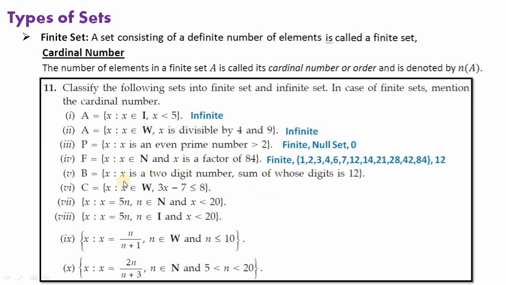Now, next is B is a set with element x, and x is a 2-digit number, the sum of whose digits is 12. Obviously, this has to be finite because these are the numbers. For example, 3 plus 9 is 12, 4 plus 8 is 12, 5 plus 7 is 12, 6 plus 6 is 12. Yes, so these are the only 2-digit numbers whose digits sum to 12, right? How many numbers are there? There are 7. So that's why the cardinal number is 7 for this particular set.